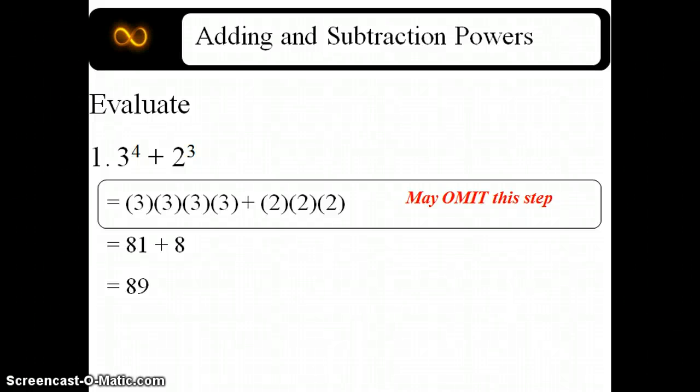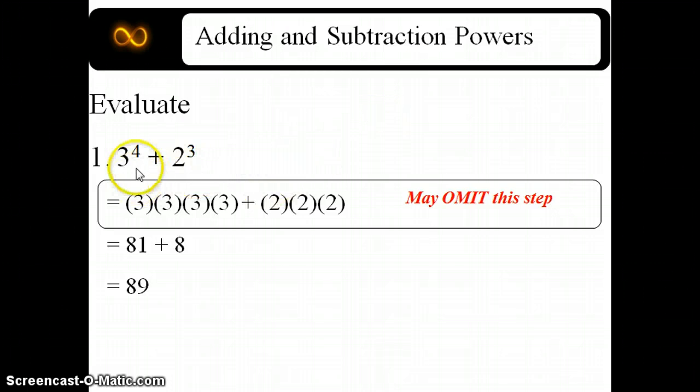Today we're going to talk about the adding and subtracting of powers. So 3 to the power of 4 plus 2 to the power of 3. We have two separate powers here, and there are no real rules for adding and subtracting of powers. Once again, there are no rules for adding and subtracting of powers.